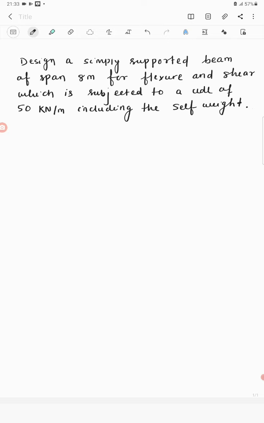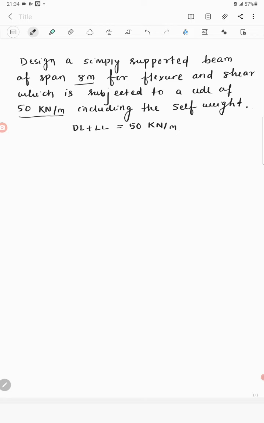Hello everybody. So today we'll solve a problem on a simply supported beam which is of span 8 meter and it is subjected to a UDL of 50 kilonewton per meter including the self weight. Means this 50 kilonewton per meter includes both the dead load, that is the self weight of the beam, as well as the live load. Okay, so dead load plus live load is 50 kilonewton per meter.